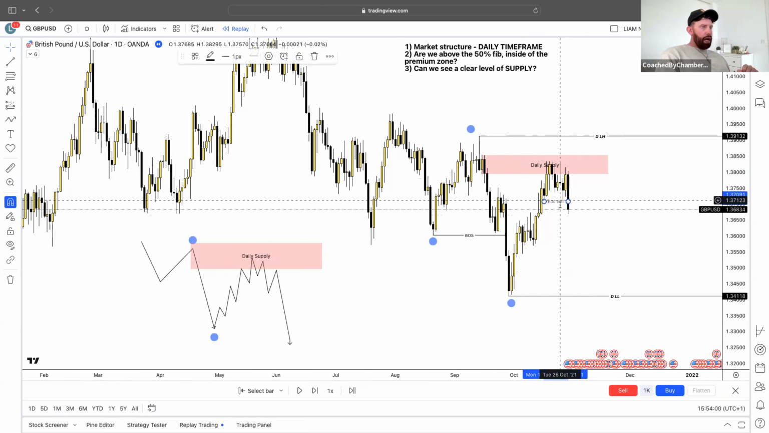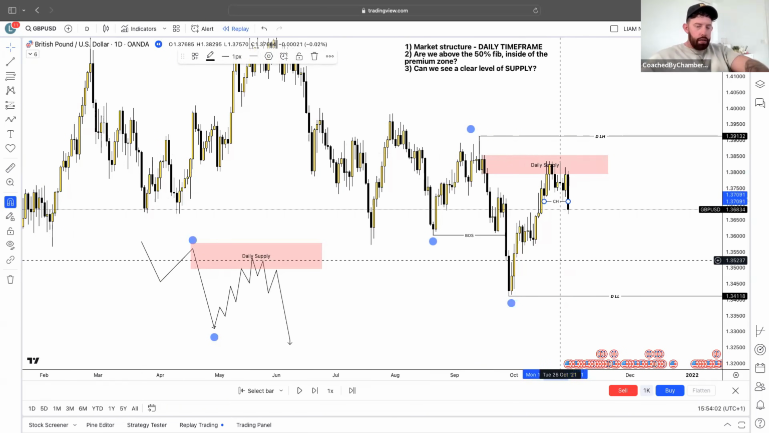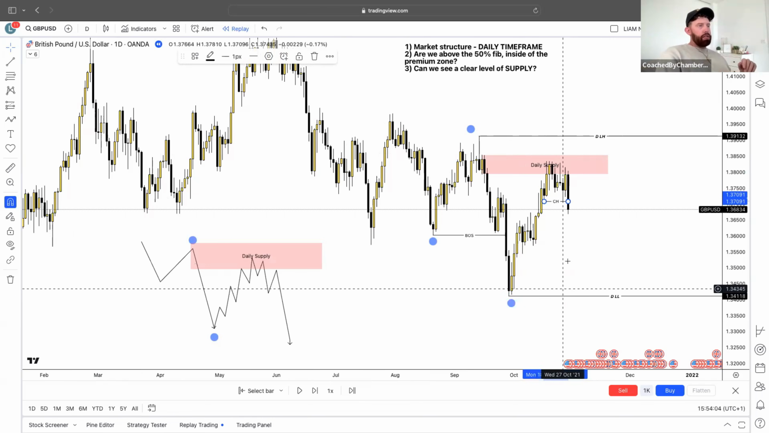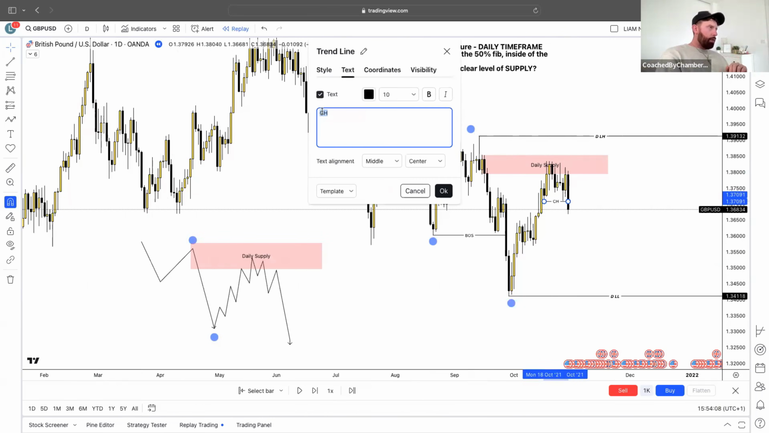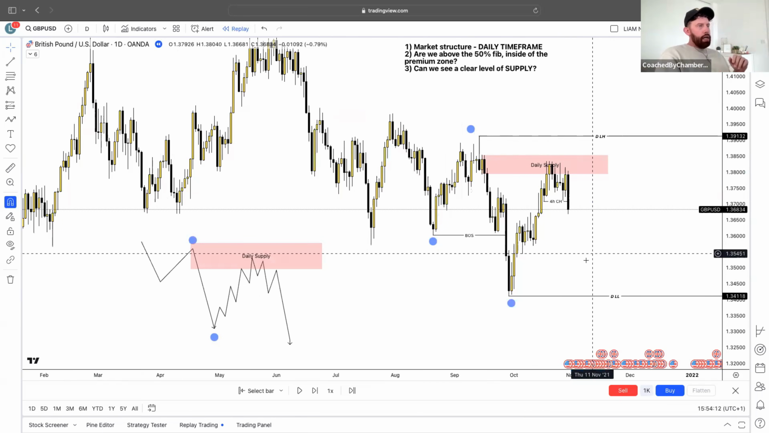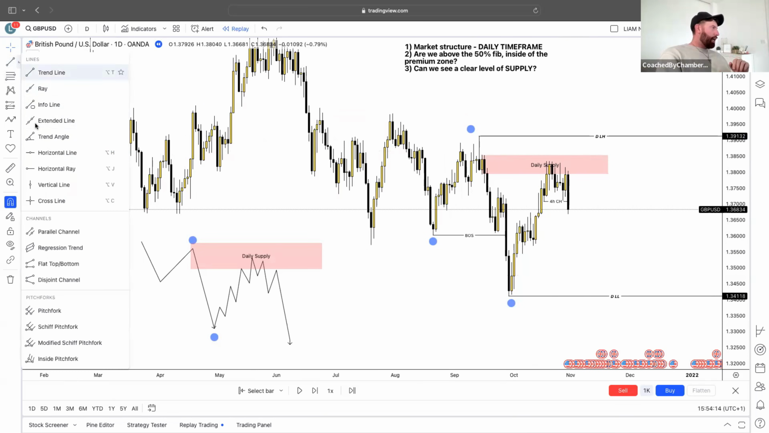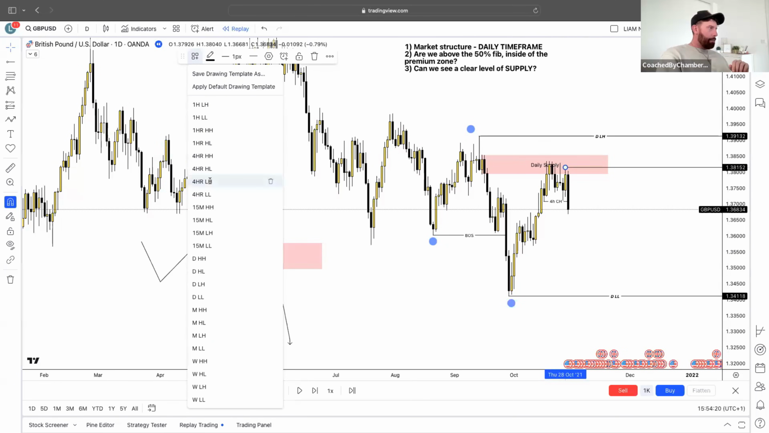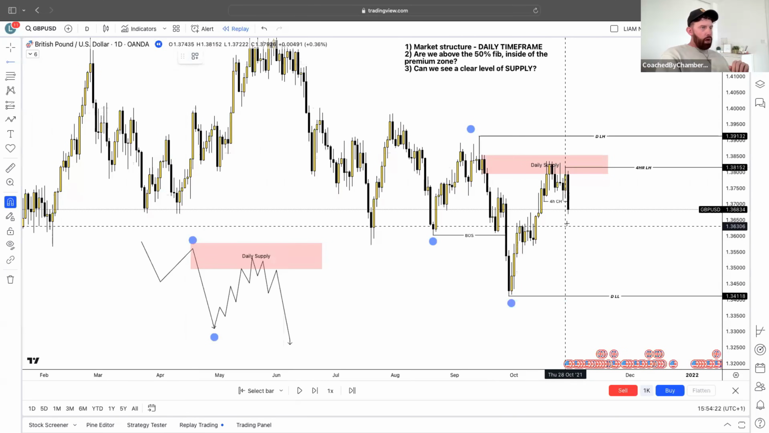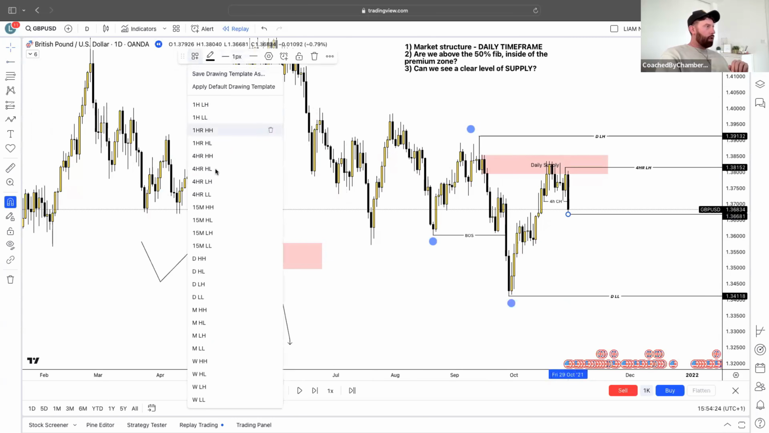So that is what I call change of trend. I'm just going to put CH for our change of trend. And our valid 4-hour higher low is this, lower high is this. So this is our 4-hour lower high. And now this is our 4-hour lower low.